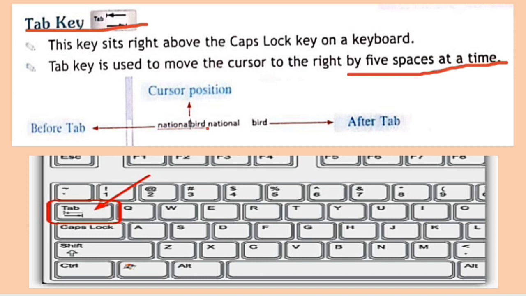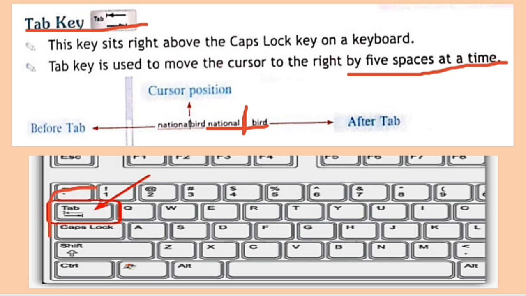You can see here in this figure, when we press the space bar between national and bird, then only a single space is there. But when we press the tab key, you are able to see that there is a lot of space between the national and bird. We can say it is 5 spaces between these two words.